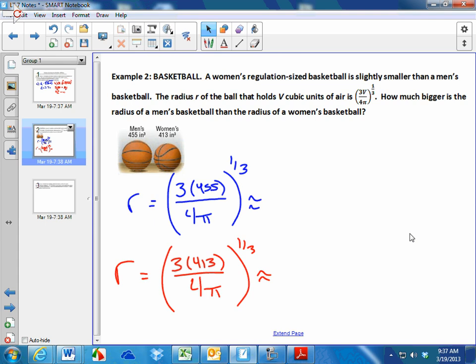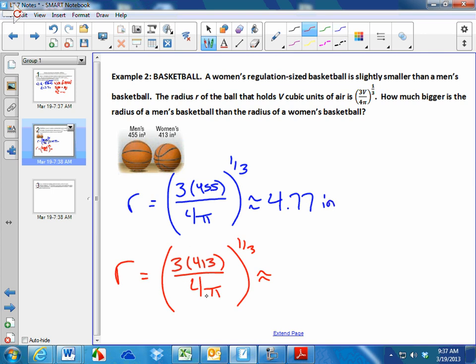If you're going to type it all in one big step, you just have to put an extra parentheses around that 4 pi to trap it in the denominator. Okay? All right, so we'll go back to the screen and put our answer in. 4.77 inches. All right, now you try the next one.